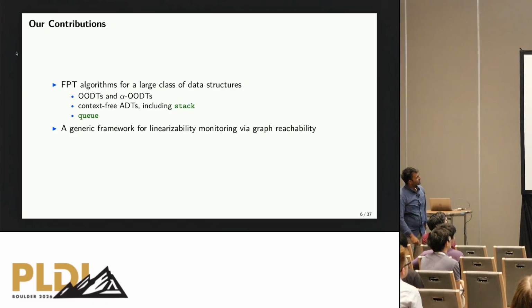We show that for a large class of data structures, which I'll soon talk about, you can actually solve this problem in FPT, which is an algorithm that runs in time f of k multiplied by some polynomial in n. K is the number of threads.